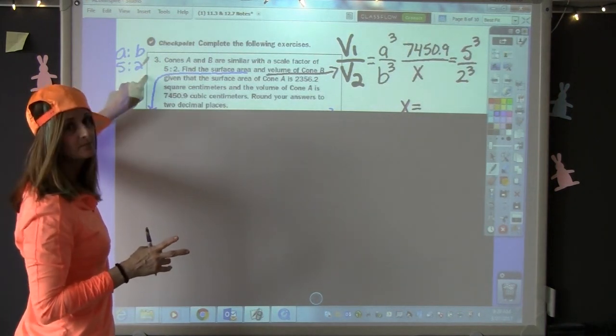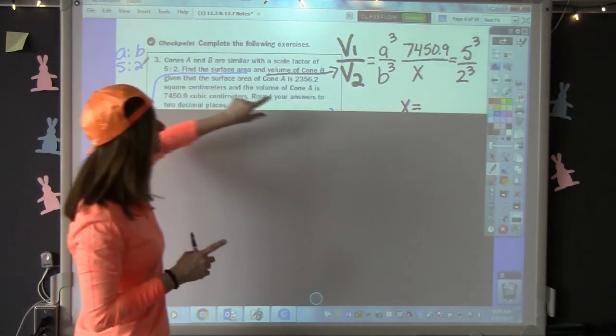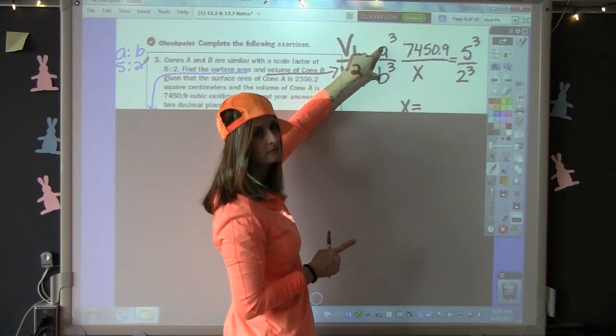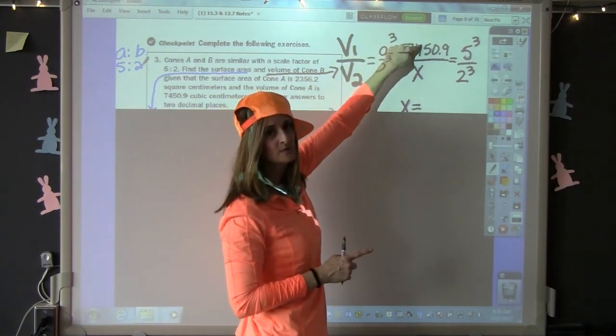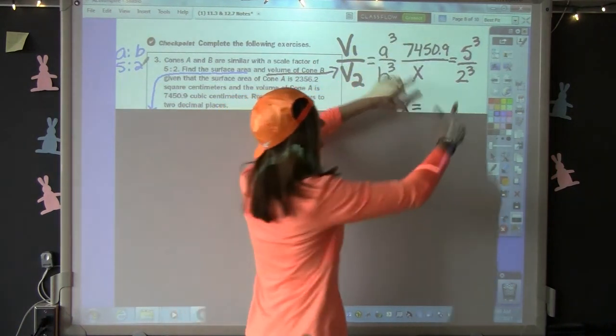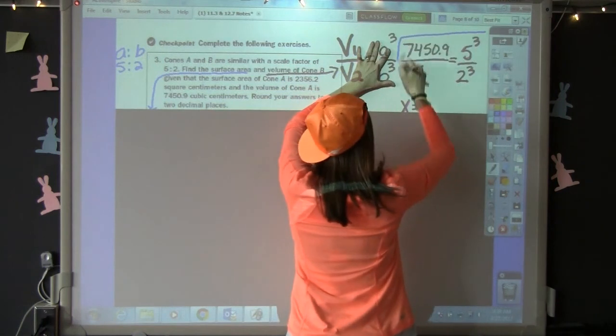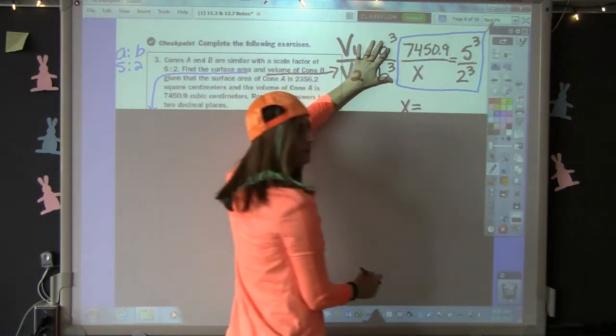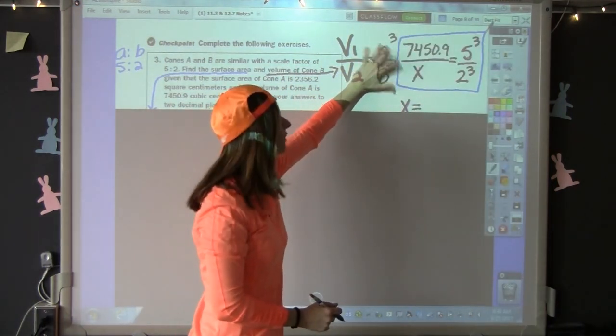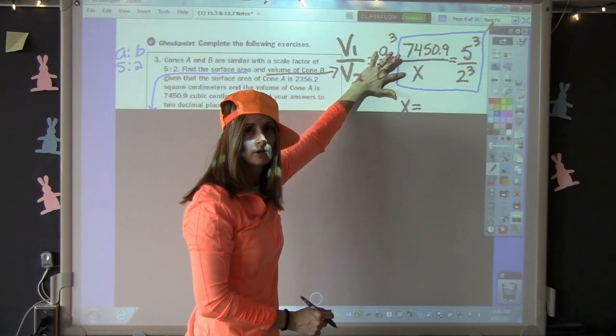5 cubed to 2 cubed. So that's the ratio of the two volumes. We know one of the volumes, and we're finding the other one. So we're just going to set up a proportion, cross multiply and divide and solve for our unknown volume. Try it.